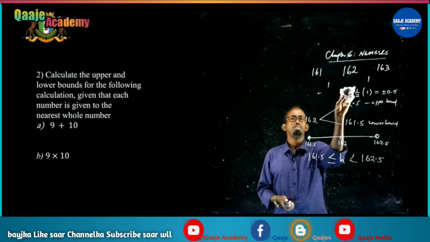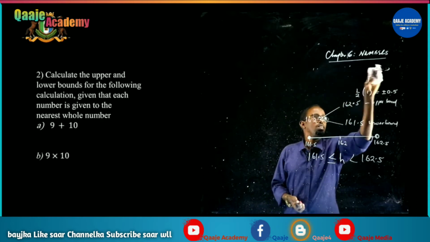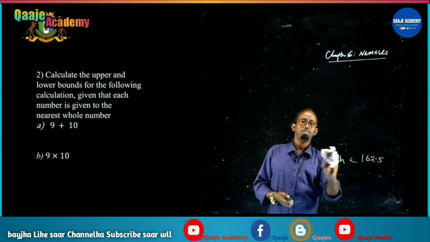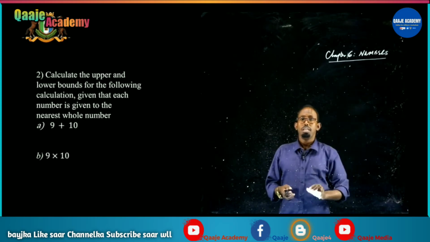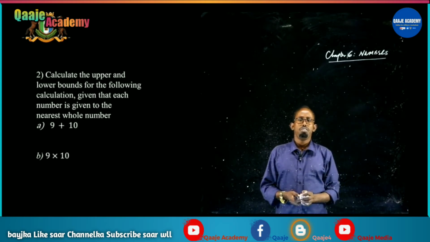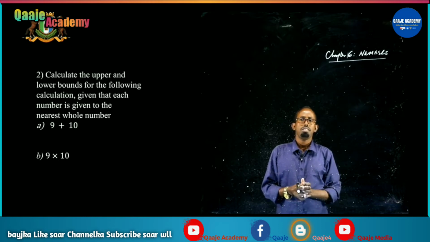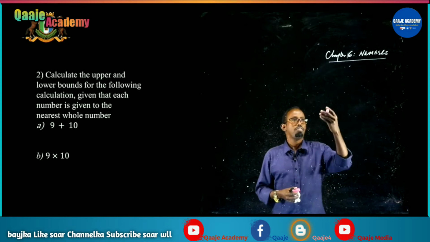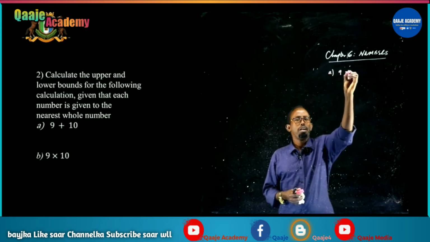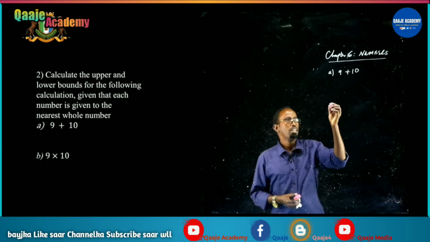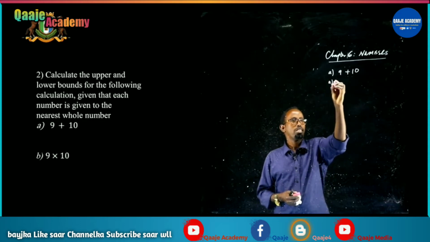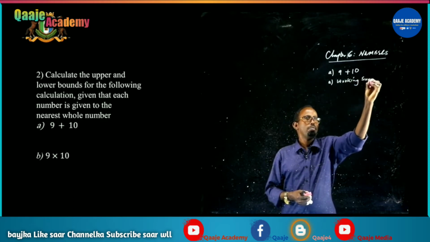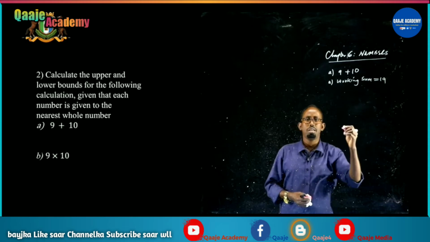Example 2. Calculate the upper and the lower bounds for the following calculations, given that each number is given to the nearest whole number. Now, the first one is 9 plus 10. The first one is known as the working sum. I just add them together. Working sum is 10 plus 9, you get 19. That is the working sum.